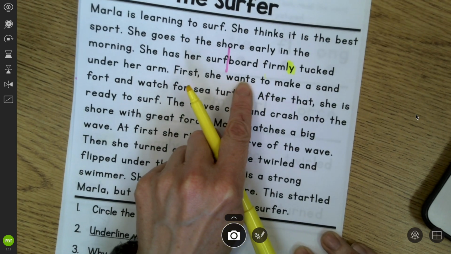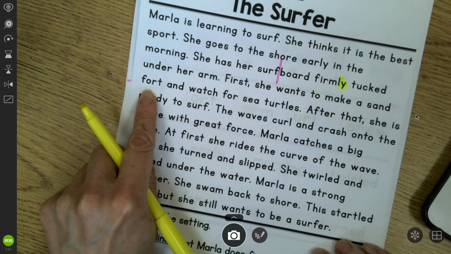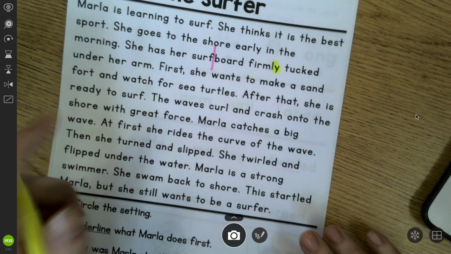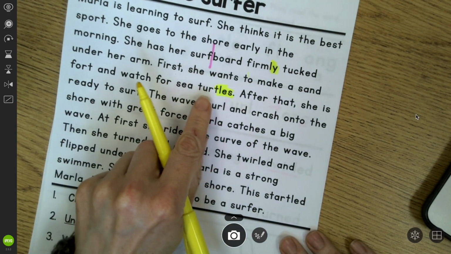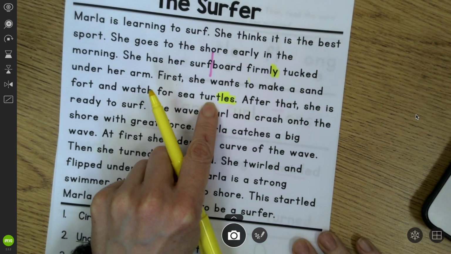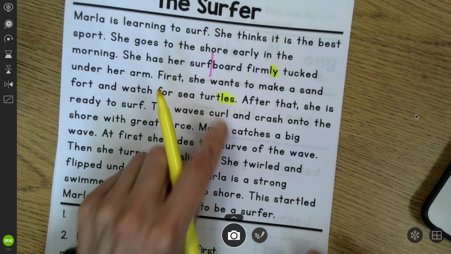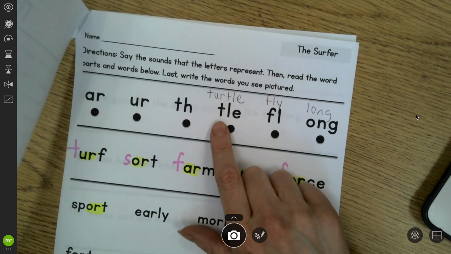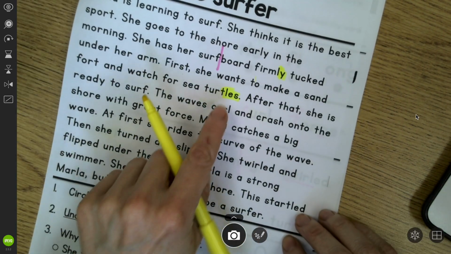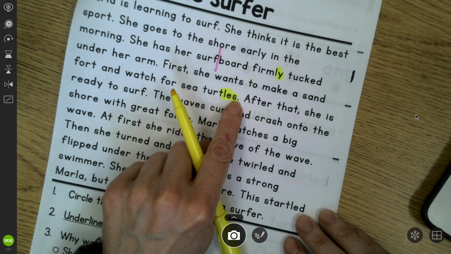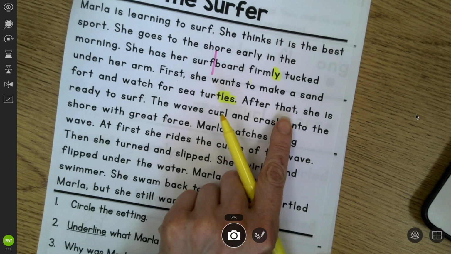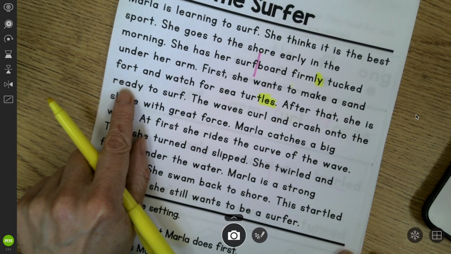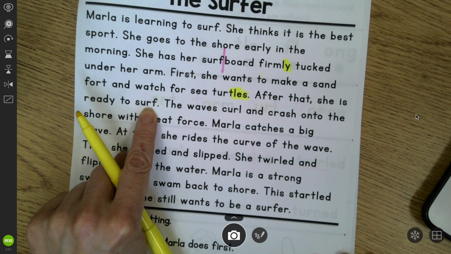First, she wants to make a sand fort and watch for sea turtles. We have the tur, T-U-R, U-R makes tur. And remember here, we had tull. Turtles, with an S at the end, plural. Turtles. After that, she is ready to surf.